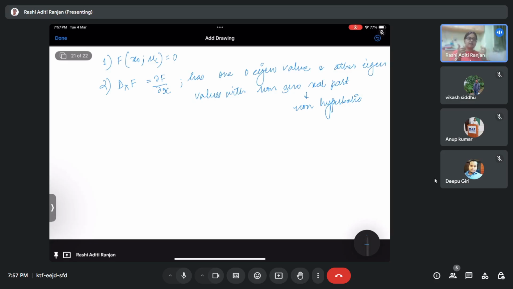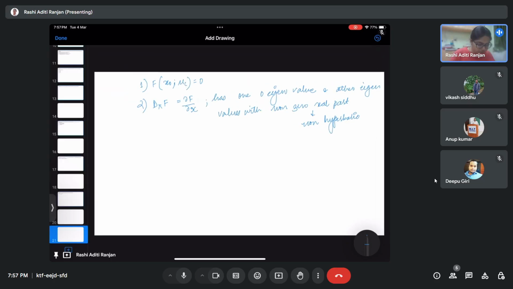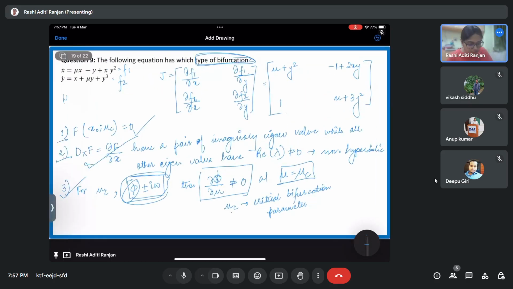So that is how it is. First condition is the same, so first you take it. Second condition, first take out the Jacobian, compute the eigenvalue. From the eigenvalue, you are going to know whether you have to go for the static case or the dynamic case. Okay, so here we can write: Hopf bifurcation occurs in this case. I hope this is clear.